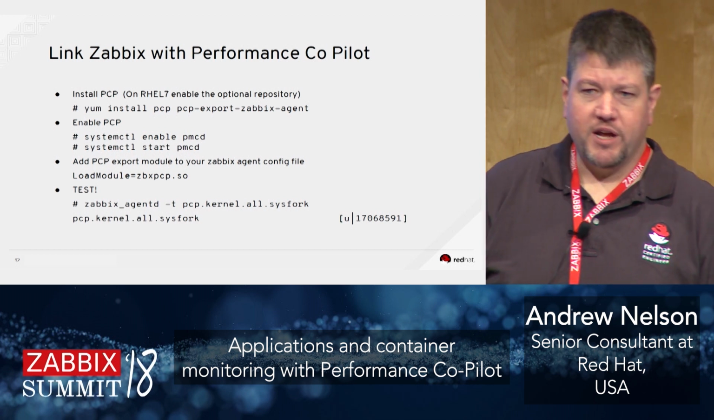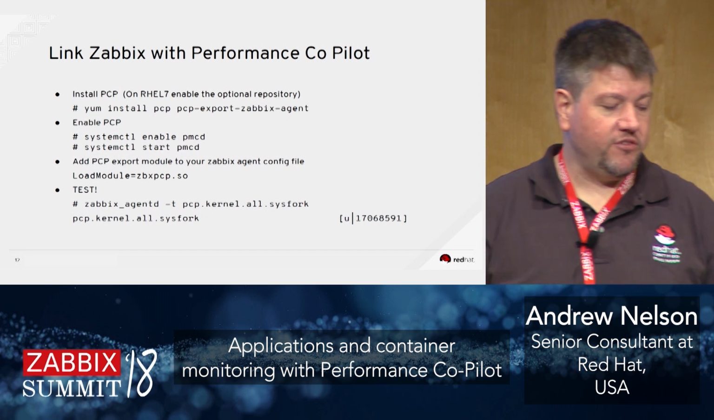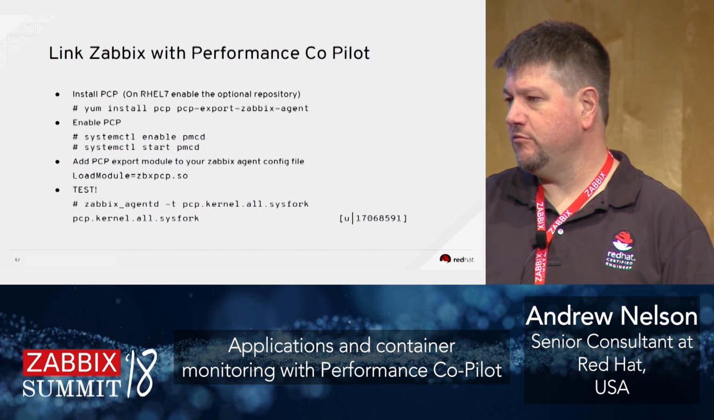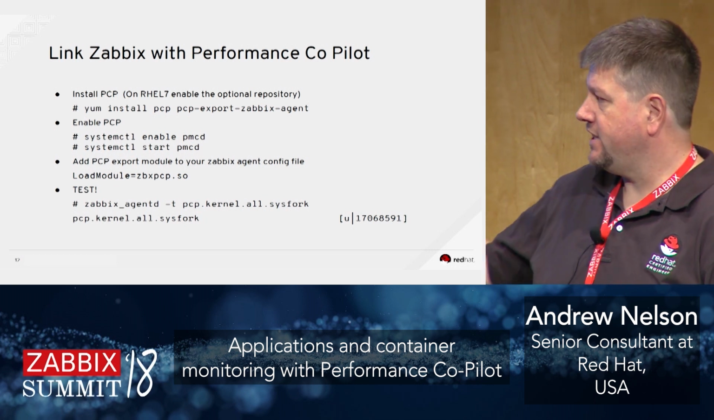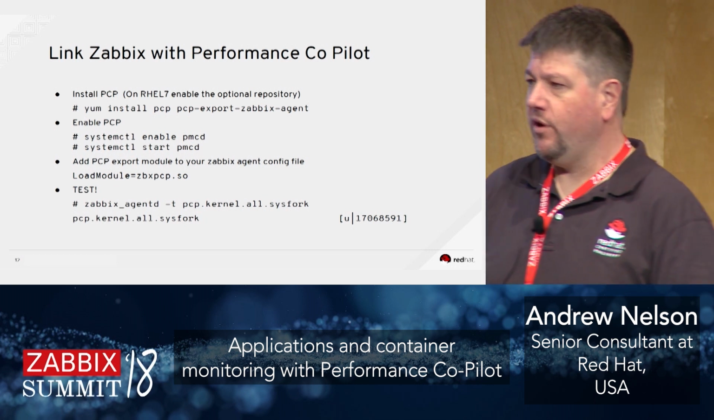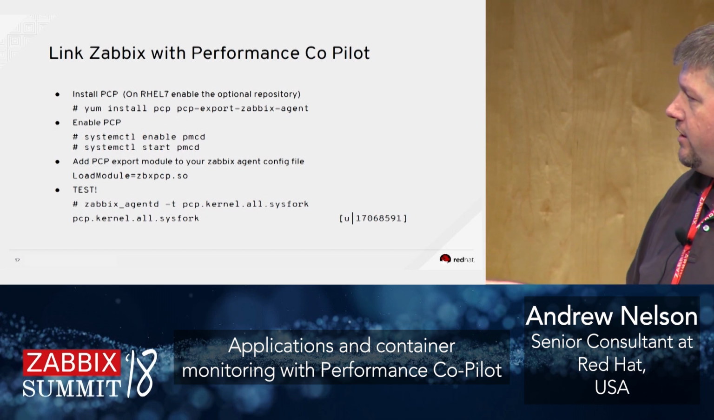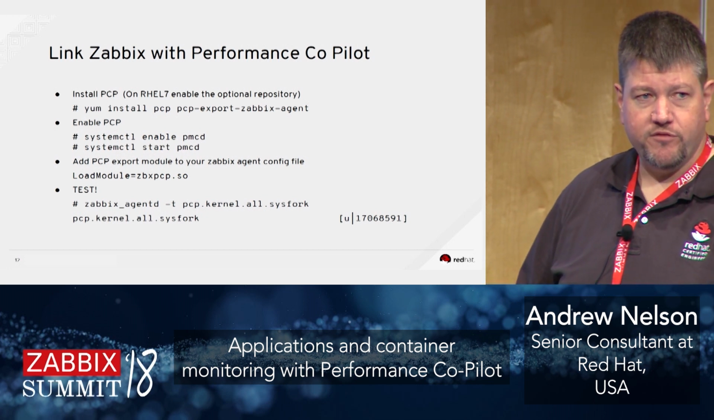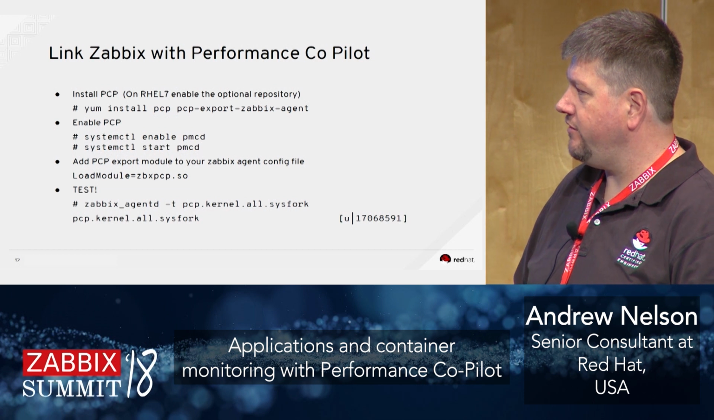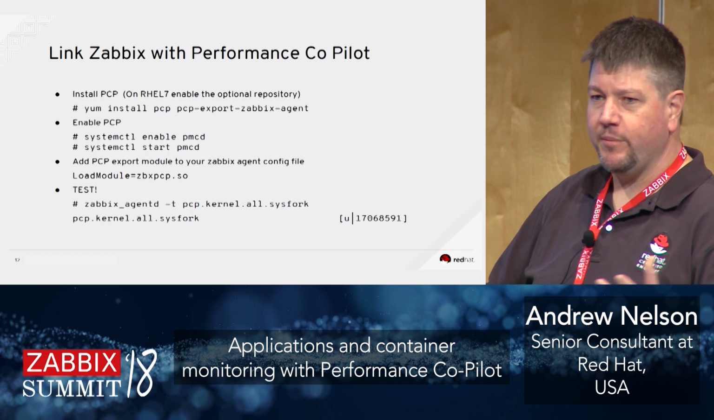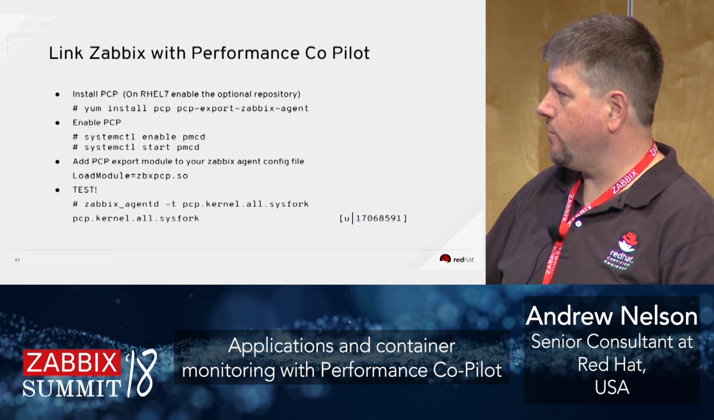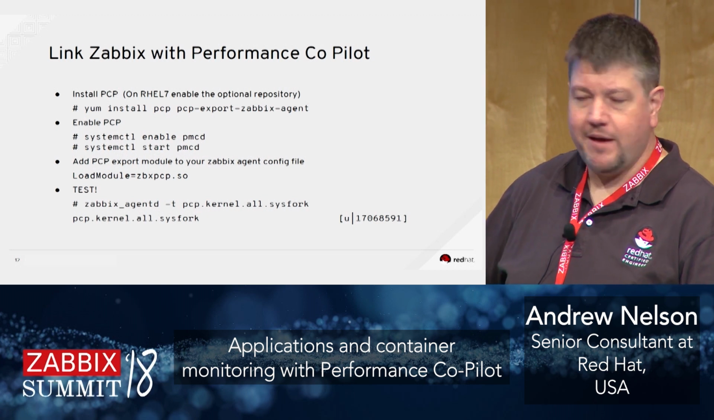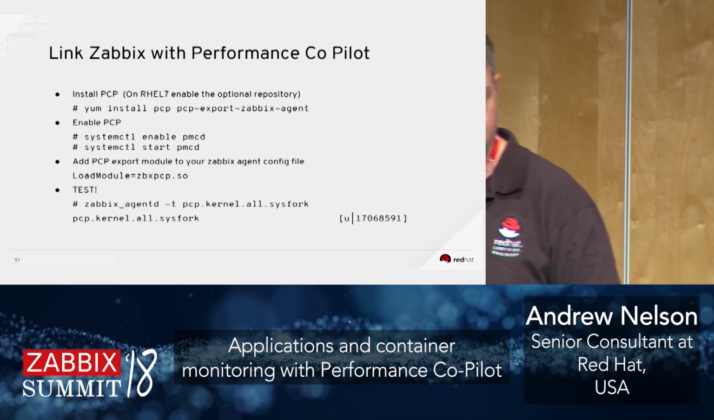We start the monitoring daemon, the PMCD. Then we basically go into our Zabbix agent config file. We add the loadable module to the config file. And we restart the agent. Huzzah, we've got a data point. One thing that's worth noting is that all stuff that comes from PCP, from the loadable module, starts under the pcp namespace. So if I were using PMinfo to pull the information, I'd look at pminfo kernel.all.sysfork. But since I'm doing it in Zabbix, it's pcp.kernel.all.sysfork.